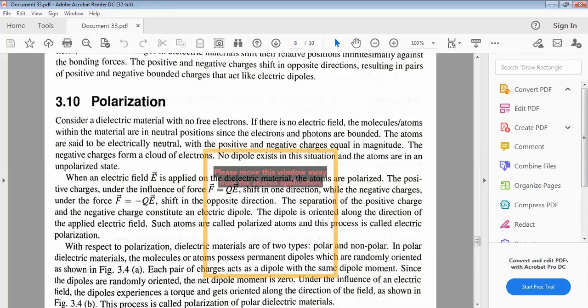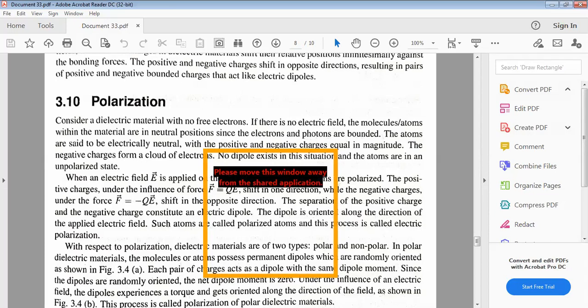The negative charges form a cloud of electrons. Basically, the electron has a negative charge, but the cluster of electrons forms a cloud of negative charge. No dipole exists in this situation, and the atoms are in an unpolarized state. Why? Because no attraction or repulsion forces additionally act on it, so initially there is no orientation of the positive or negative charges. That's why they are initially in the unpolarized state.